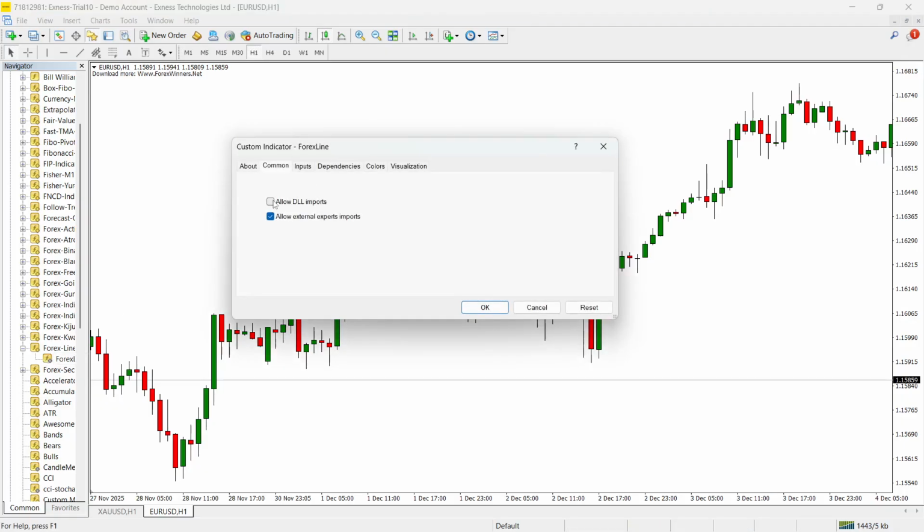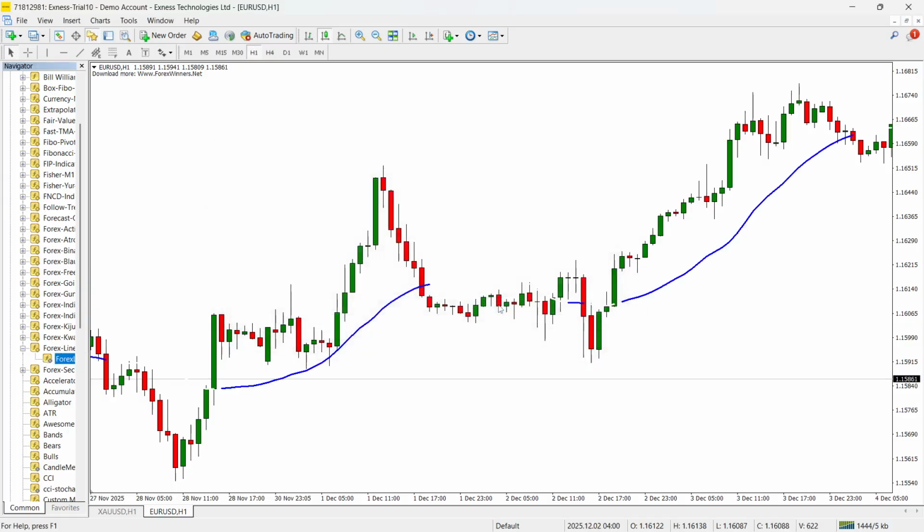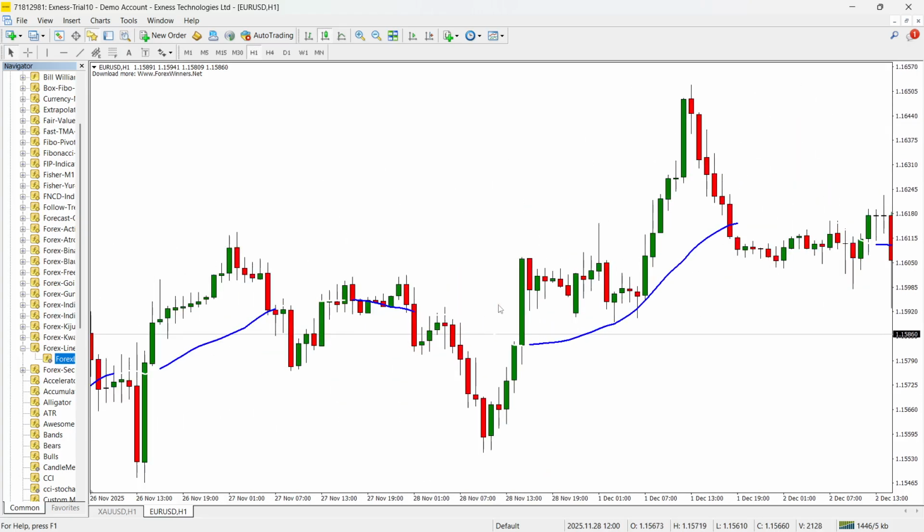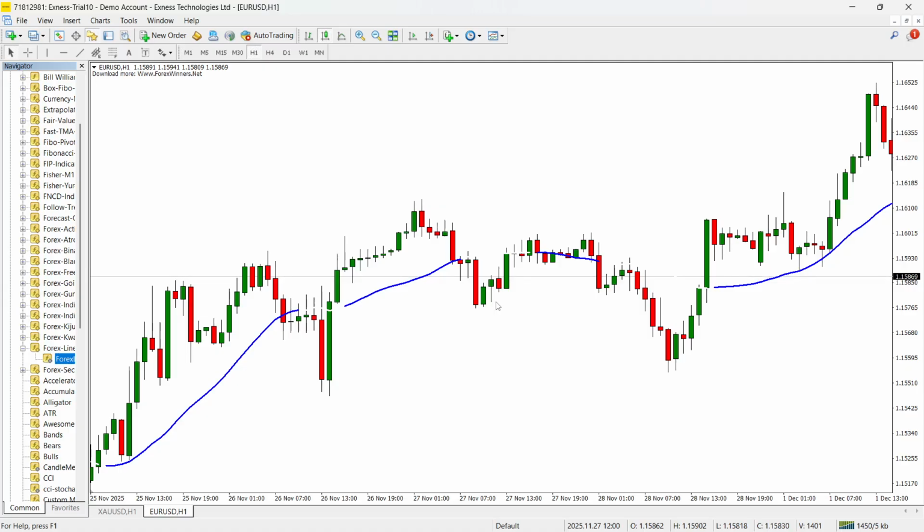At this point, I'll go ahead and load the indicator on the chart so you can see how it looks in real time. Alright, so there we have it. As you can see, the Forex Line Indicator plots one continuous line directly on the main price chart that changes color depending on the current market direction.